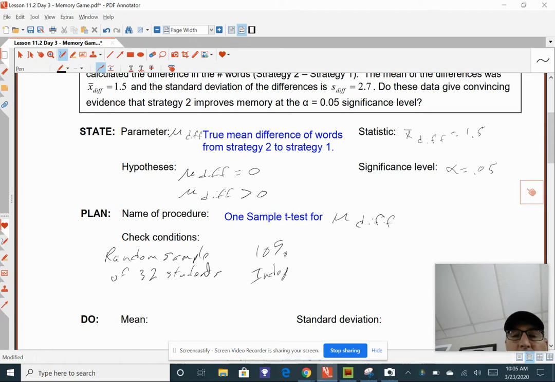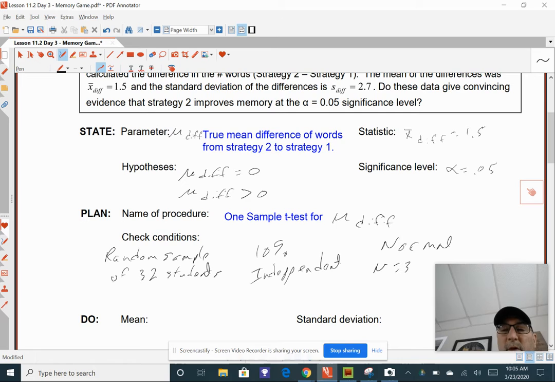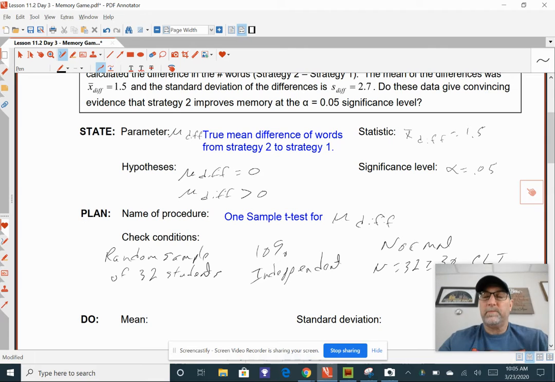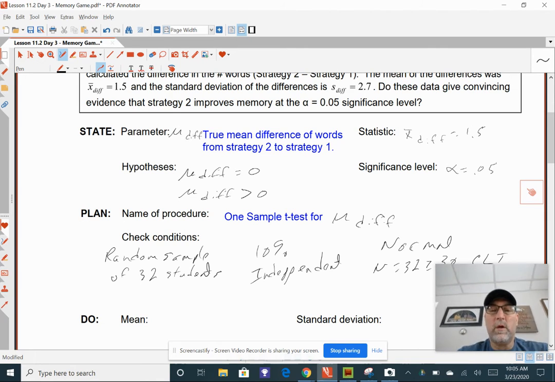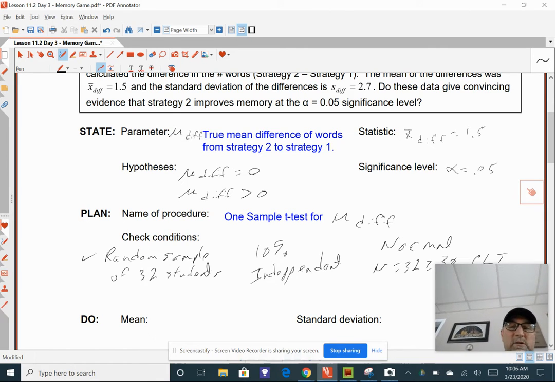All right, there we go. There's my independent, not very good. All right. And this is normal because our value of n is equal to 32, which is greater than or equal to 30. So by the central limit theorem. All right. So our conditions are all met. So let's check them all off. We're all good.